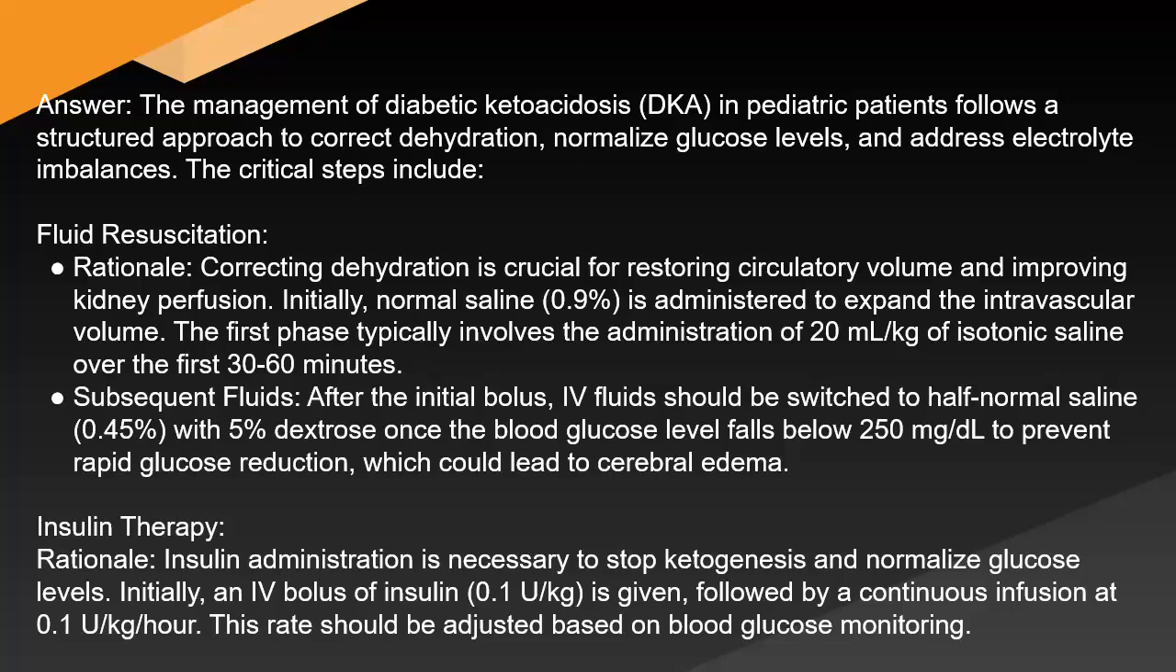Insulin therapy. Rationale: insulin administration is necessary to stop ketogenesis and normalize glucose levels. Initially, an IV bolus of insulin 0.1 units/kg is given, followed by a continuous infusion at 0.1 units/kg/hour. This rate should be adjusted based on blood glucose monitoring.